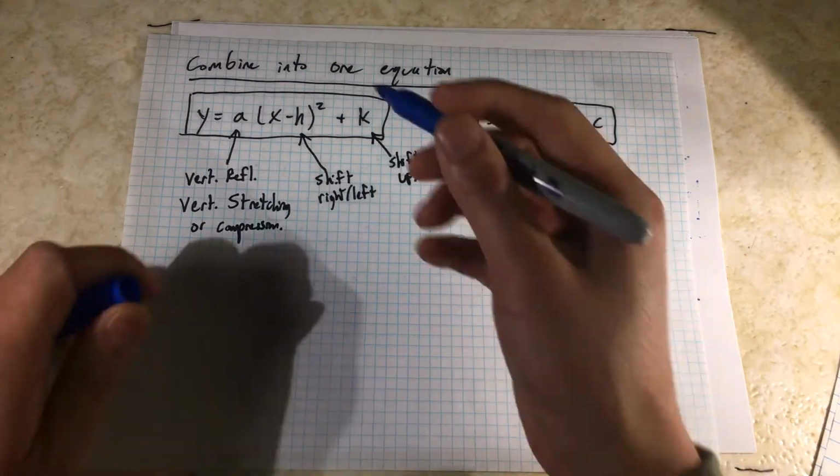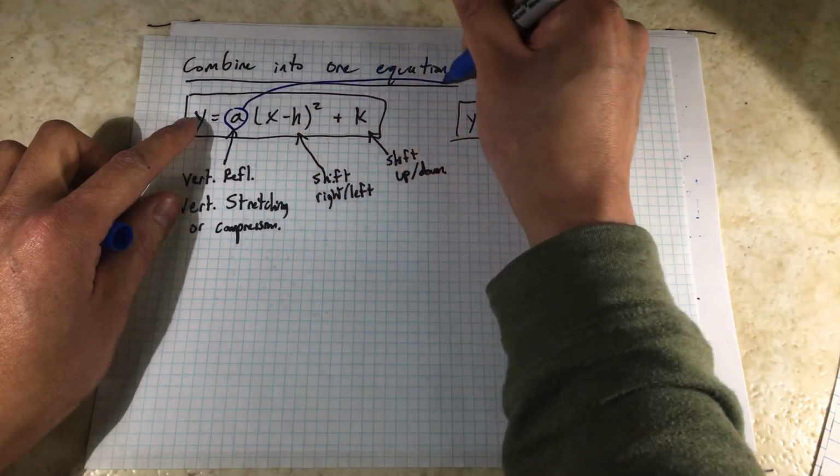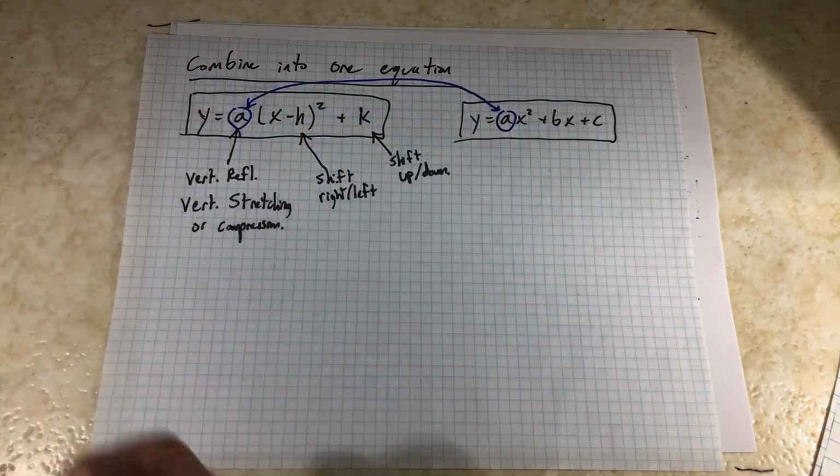It turns out that this value of a is the same as this value of a. So even though these forms look different, these 2 coefficients are going to match up in both forms.